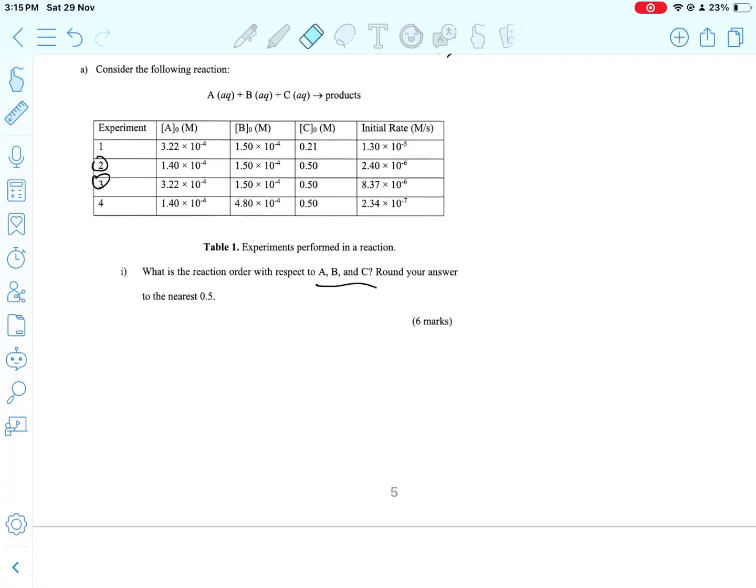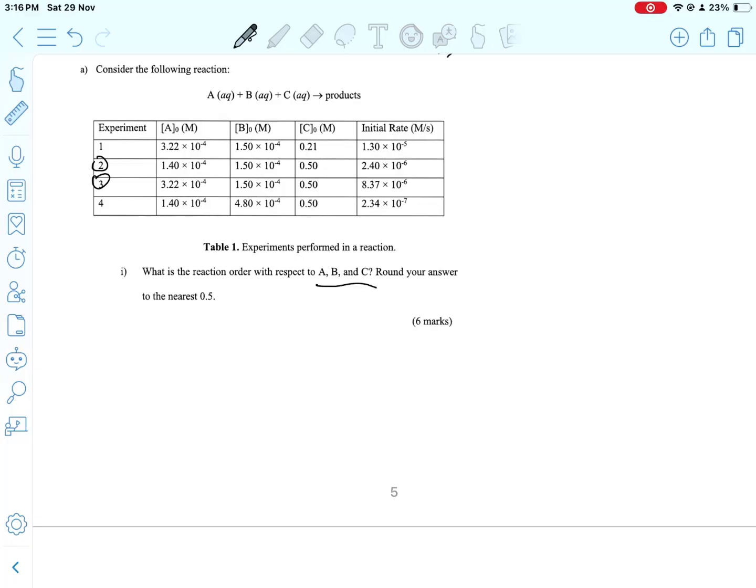Okay, so question 3A is on chemical kinetics. So they ask us to find the reaction order for A, B, and C. So to find the reaction order of A, we first have to find 2 experiments that change A but keep B and C the same, which is experiment 2 and 3. And for this, there's actually a formula. And you can memorize it if you want, but I think most people don't memorize it. They just use the math instead because it's more intuitive.